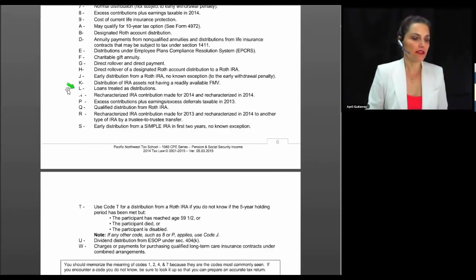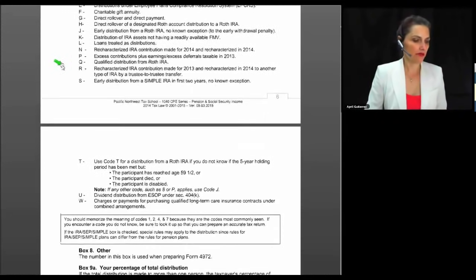Code L, these are loans that are treated as distributions. It is possible to borrow money against your 401k, never against your IRA, but it is possible to do it against your 401k. And if you take a loan against your 401k plan, typically you're required to make repayments over a period of time. And if you separate from that particular employer during the year, or if you default on the repayments during the year, then any outstanding balance will be treated as a default of the loan. And as soon as you default on the loan, it is treated as a distribution, and if you were under age 59 and a half, then you would also be subject to the early distribution penalty on that.